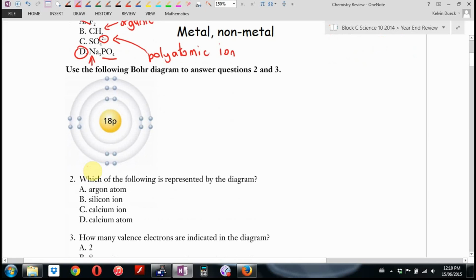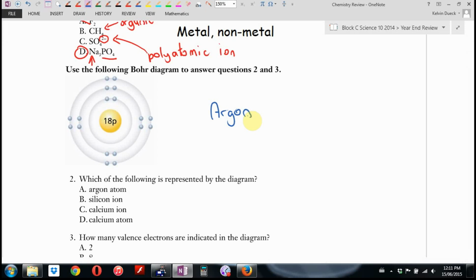Use the following Bohr diagram to answer questions 2 and 3. Which of the following is represented by the diagram? First of all, you can figure out what element it is by the number of protons. What else does that tell you? Atomic number. What's atomic number 18? Argon? Okay, so it's argon. Now, argon, how many electrons does it have? Well, if it's not an ion, it also has 18 electrons, same as the number of protons.